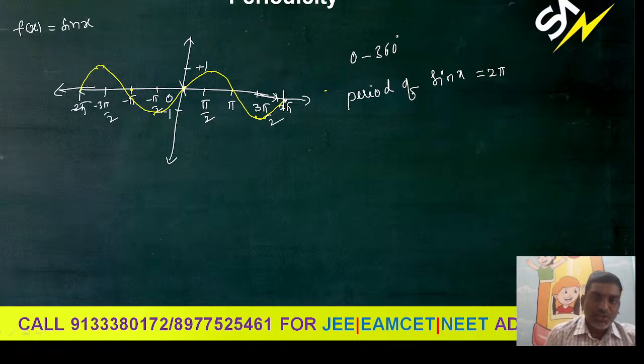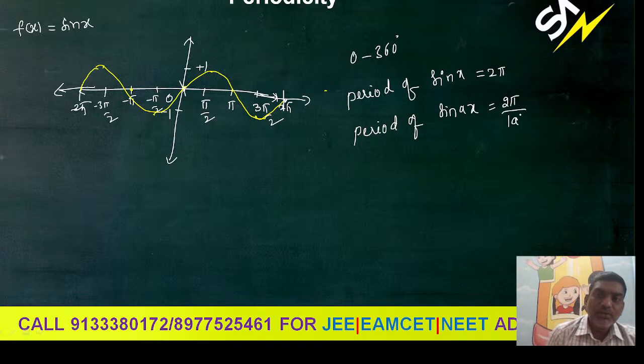Suppose instead of sin x, they have given sin ax. So here x has a coefficient. Already I have told you, if we have a coefficient for x, it will come in the denominator, but it should be positive. What is the period of sin x? It is 2 pi. And the period of sin ax is 2 pi divided by modulus of a. Am I clear to you?